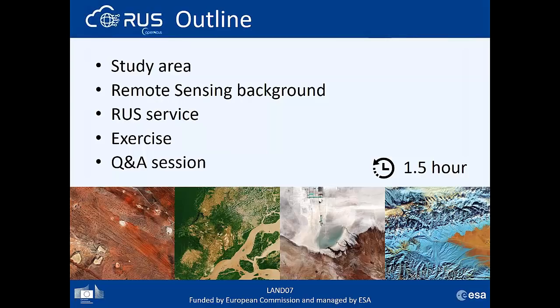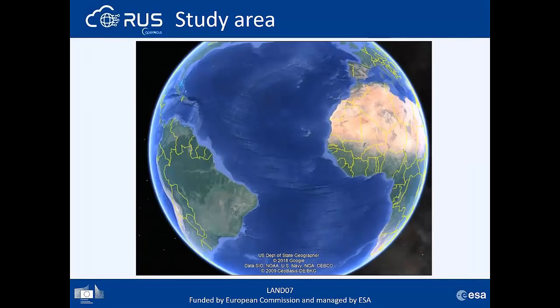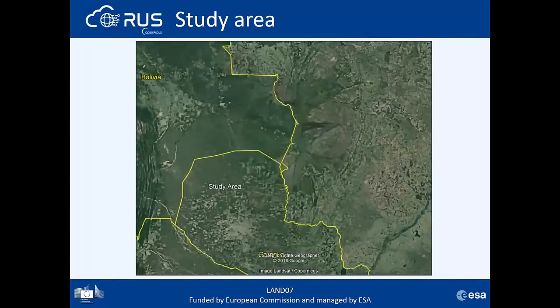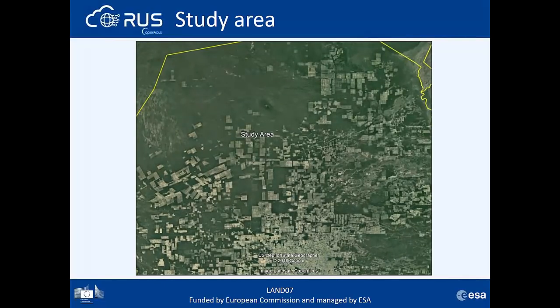Okay, so let's get started and let's first of all have a look to our study area. So this time we are traveling to the north of Paraguay in South America, and more in detail we are going to the Chaco region, which has become a hotspot of deforestation as cattle ranching and soy expansion is increasing in the area.